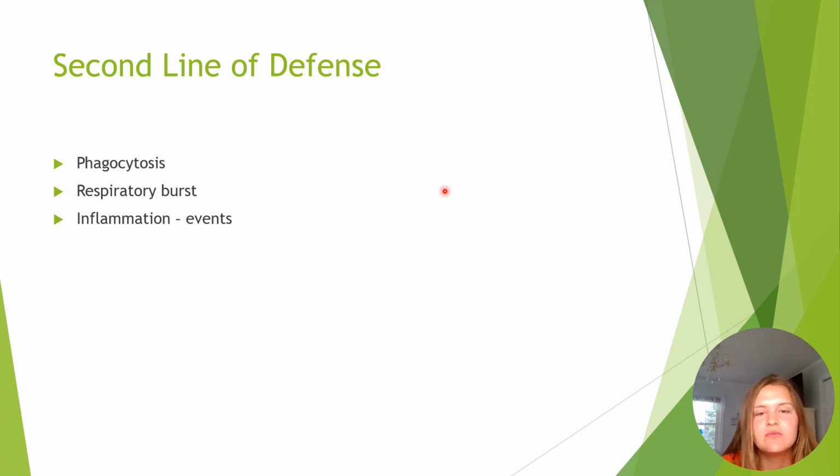So early events would be vasculature, chemical mediators, and vasodilation. And later events would be like edema. So this is leakage of vascular fluid into the tissues. And then later events would be your fever. And I'll get into that in a minute.